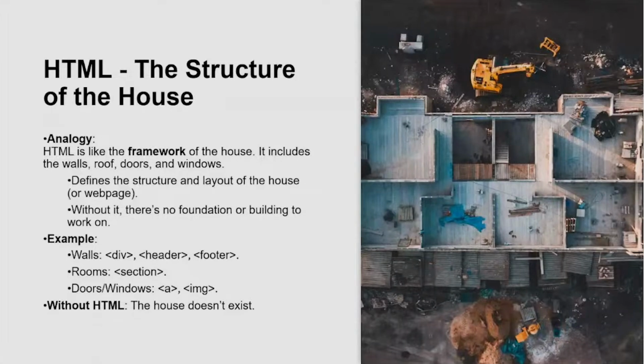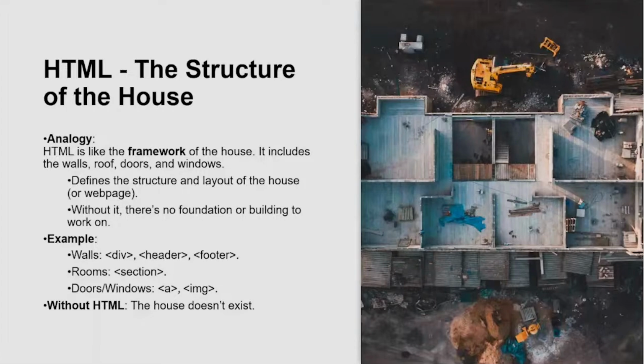Similarly, here the analogy is: for the walls we use divisions, headers, and footers. In the website we call them division, header, and footer, and in the house structure we call them walls. The rooms we call sections. So we divide into sections, and in those sections we mention what we need to place. Doors and windows have some functionality, which we mention with the anchor tag and image tags.